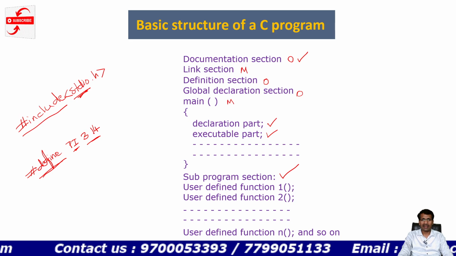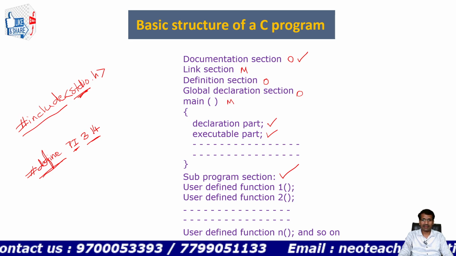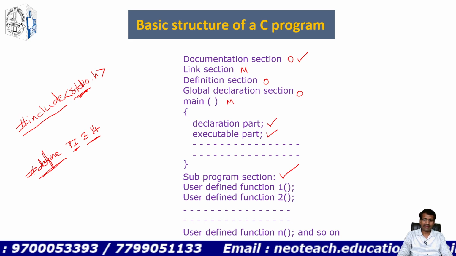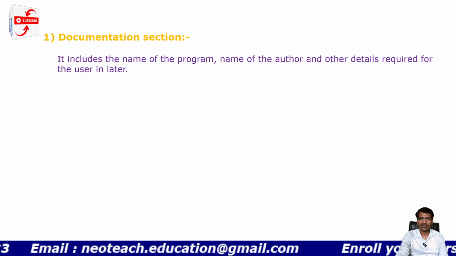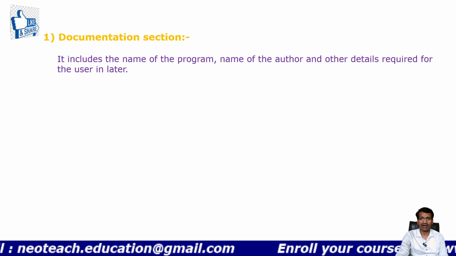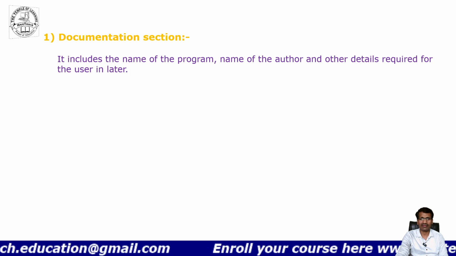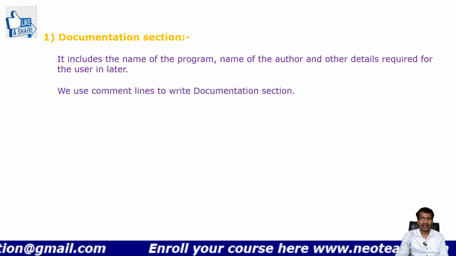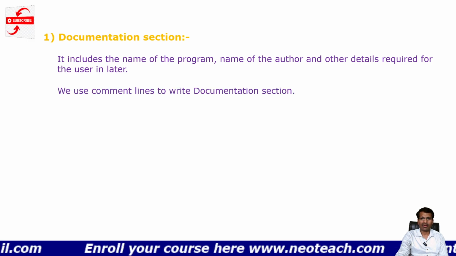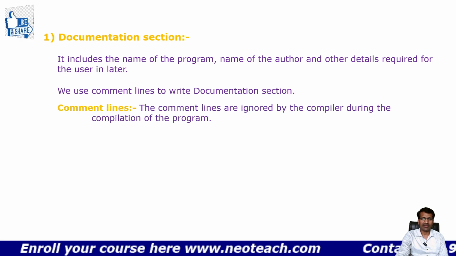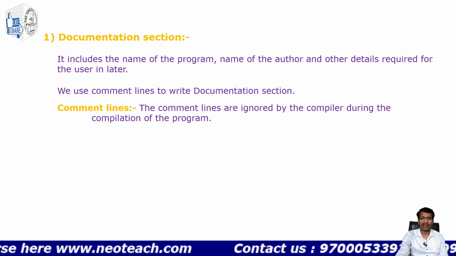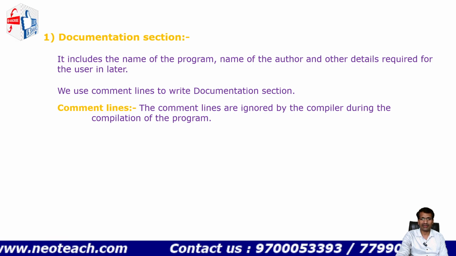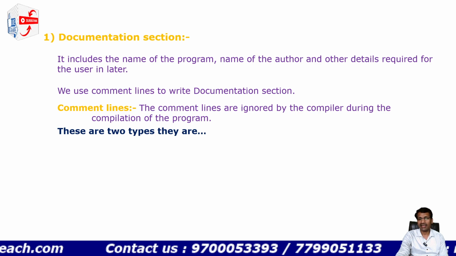So like this, the basic structure of a C program looks like this, and I have given brief instructions here. As I said, the documentation section includes the name of the program, the name of the author, and other details required for the user later. And we use comment lines to write the documentation section. I already covered this topic. Actually, comment lines are especially used to prevent statements from being executed by the compiler.